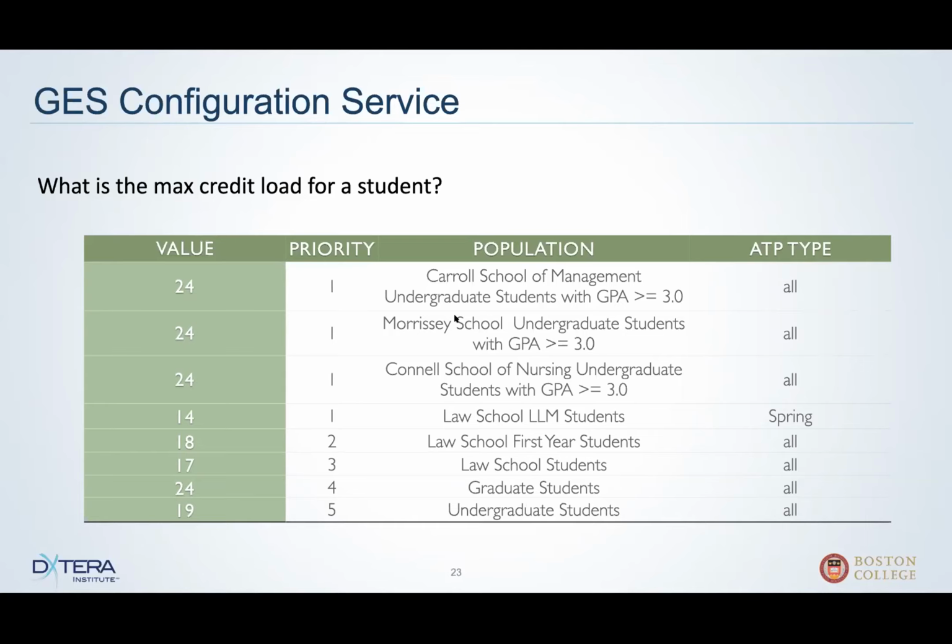And the interface to the GS configuration service is, I have this parameter, it's called max credit load. I'm trying to register this student ID, and it's default term. So what number should I use? And the GS just answers that simple question. And all of this is the management and the setup and configuration of that behind the scenes.